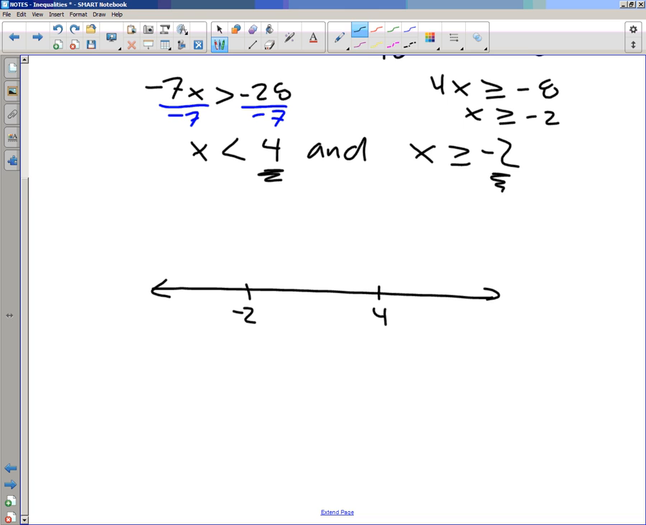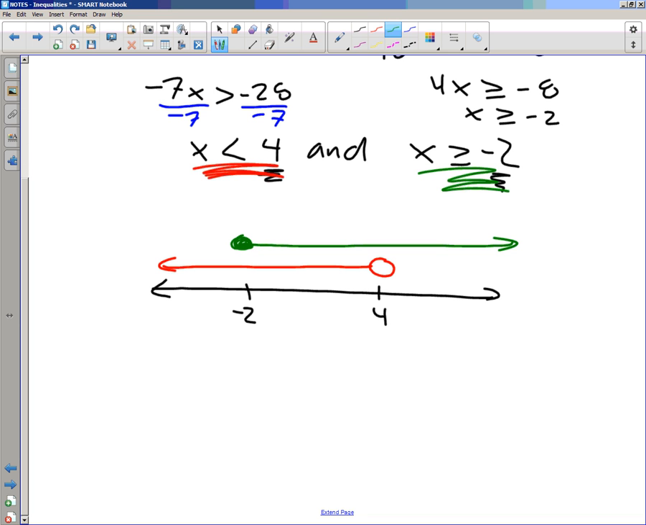All right, what are we told? We're told by this statement that x is less than 4. So we're not going to include 4, but we're going to include anything that's less than 4. My second statement says that x is greater than or equal to negative 2. So this time we are going to include negative 2, and we're going to include anything greater than it as well. Our final answer is going to be the region where these two things overlap.